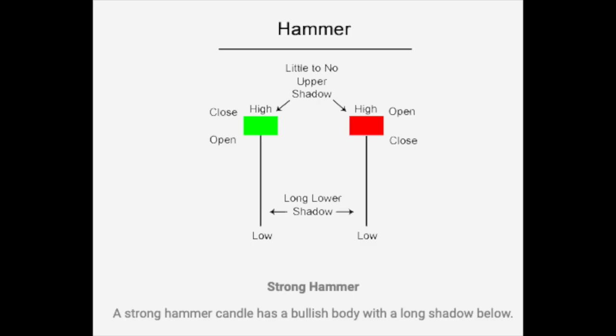A hammer candlestick can be recognized by two features: a real body at the upper end of the entire trading range, with little or no upper shadow or wicks, and a lower shadow or wick that is at least twice the length of the real body. The color of the real body is not that important.